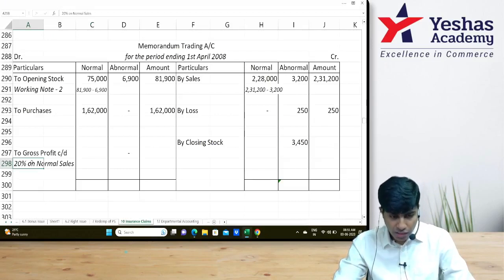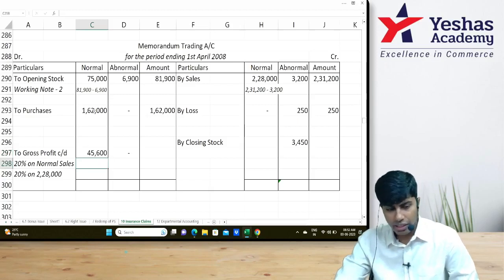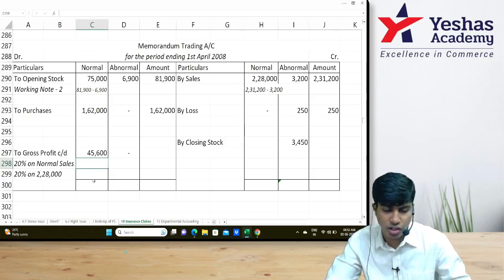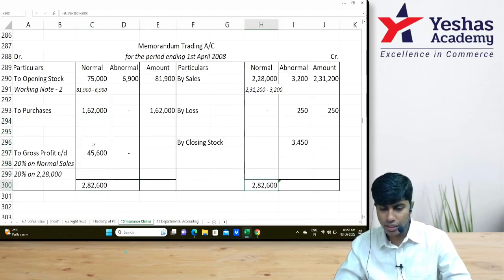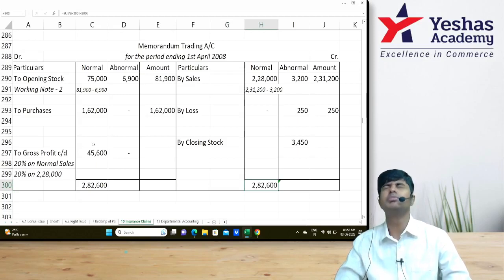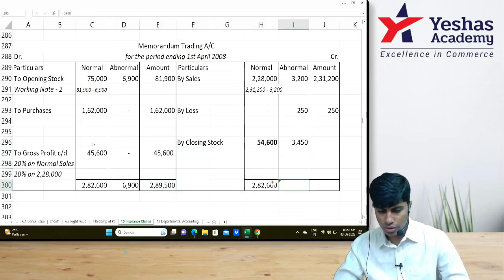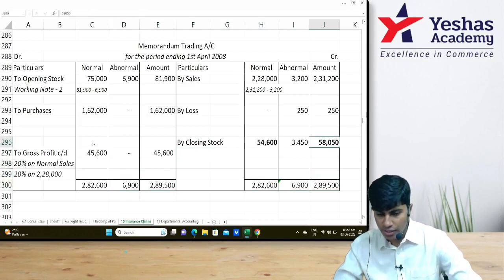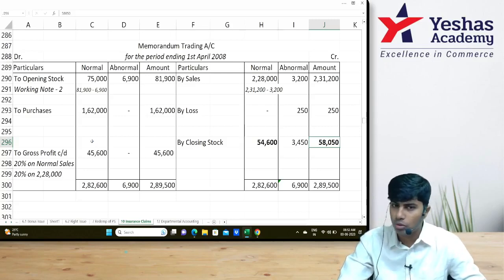On normal, 2 lakh 28,000 into 20%, 45,600. Take the total: 75 plus 162 plus 45,600. 2 lakh 82,600. 2,82,600 minus 2 lakh 28,000, 54,600. That's it. Total will be here, it is 45,600. Here this is also total. So can I say 57,950? Sorry, 58,050. 58,050 is the total stock as on the date of fire, normal and abnormal together.